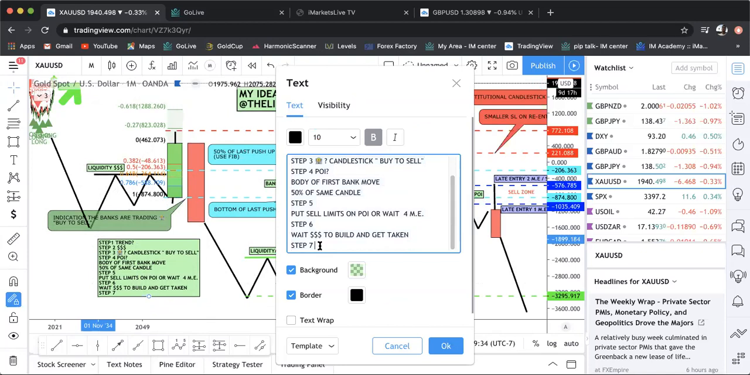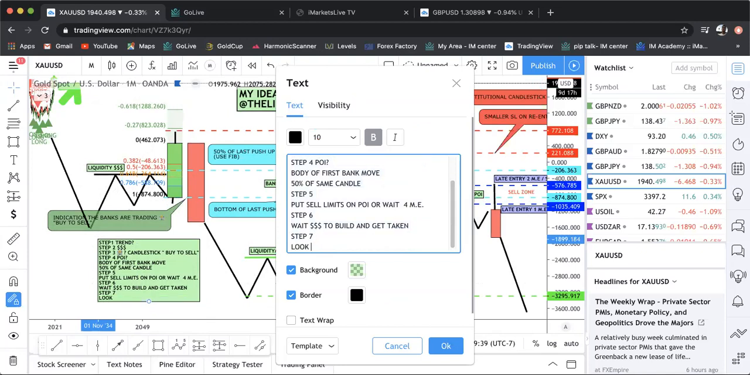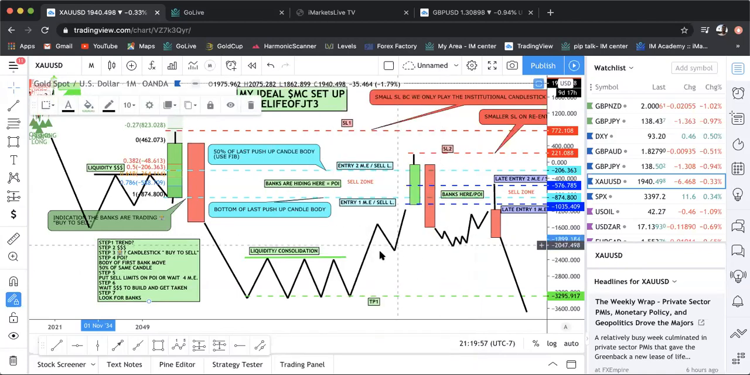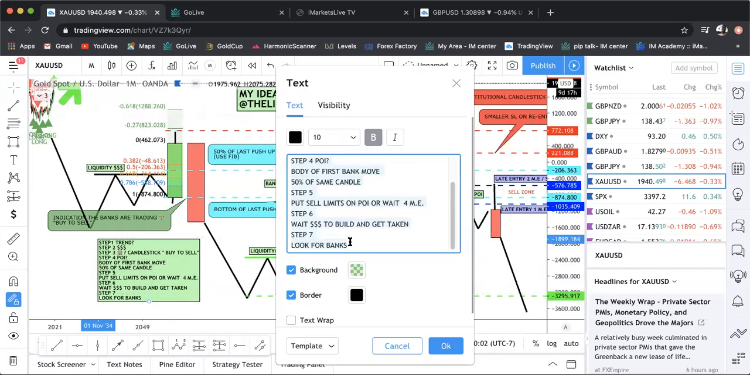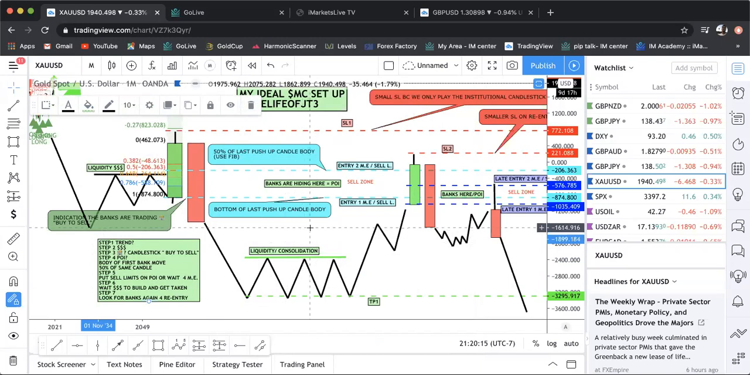Now step 7, we're going to look for the banks again, family. Number 7, we are actually going to look for the banks again. So let's say price came up and we were watching this market execution, and it gave us another institutional. It literally came up to our area, it gave us an institutional and started running away.